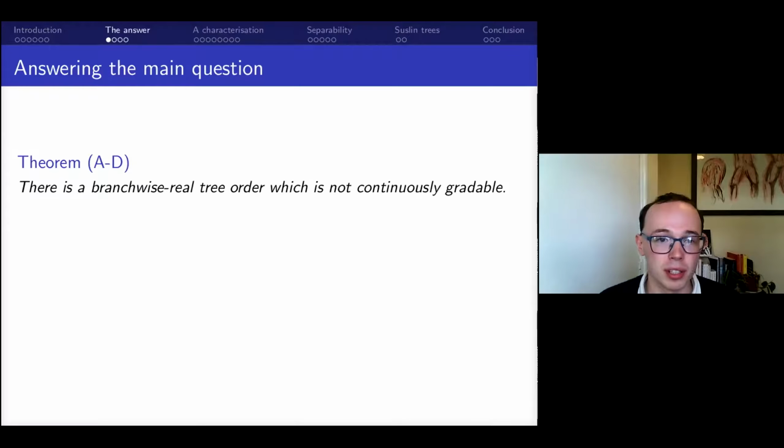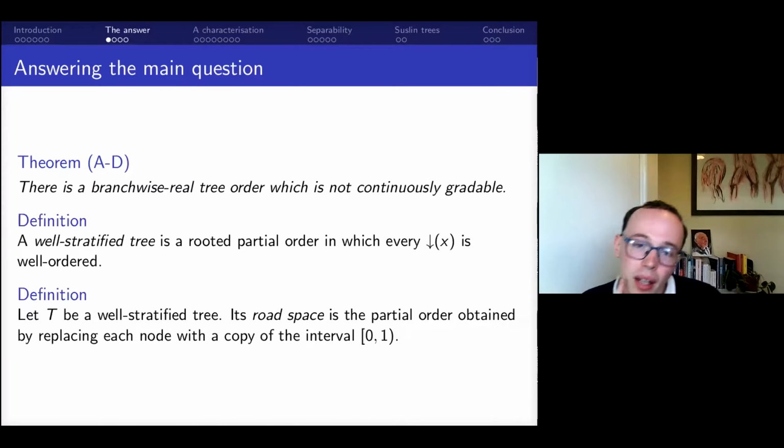So this is a section where I answer the main question. The theorem is that there is a branchwise-real tree order which is not continuously gradable. So I'm going to produce a counterexample to the previous question. And the way we're going to do this is we're going to take what's known as the road space of a well-stratified tree. So let me just first define well-stratified tree formally, so the definition is here.